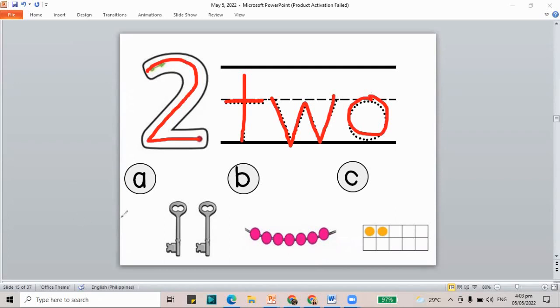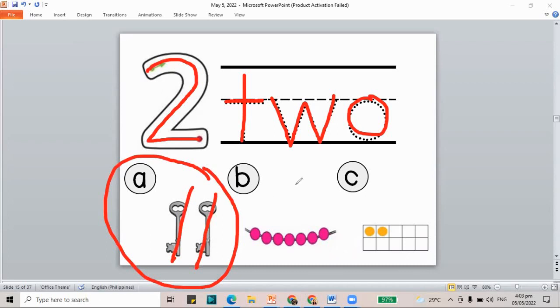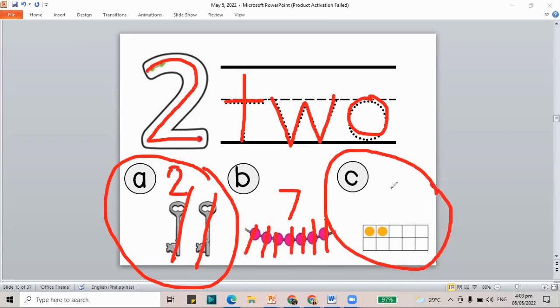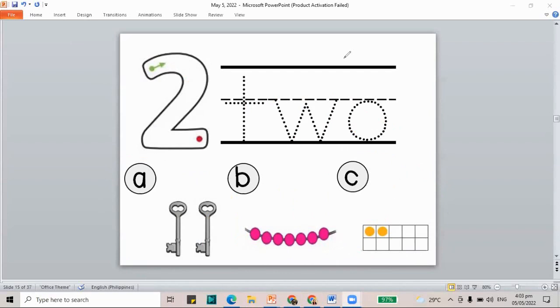Let's see how many keys. That's two. One, two. Let's circle that. That shows two. How about for letter B, the string of beads? One, two, three, four, five, six, seven. That's not two, it's seven. How about the frames? It shows two. So let's circle this. Remember, we have two, one and two. Our number here, this is two, T, W, O. Let's jump to another number.